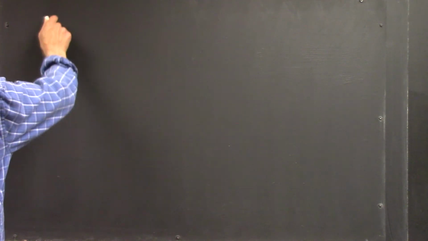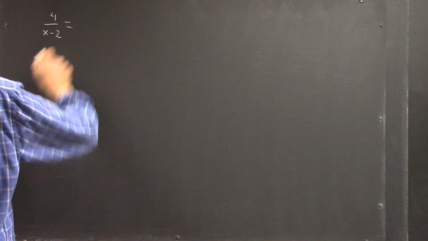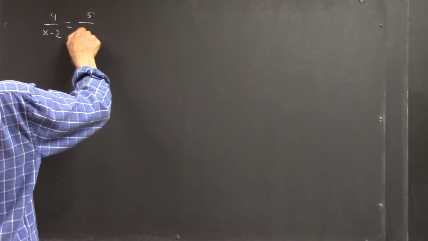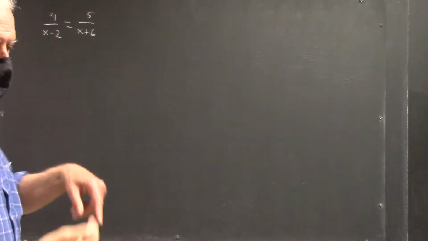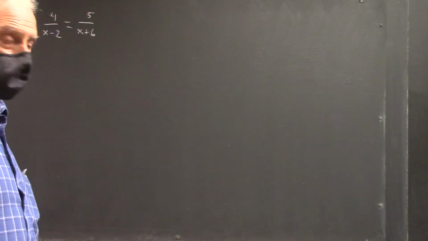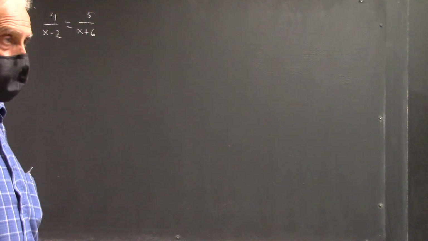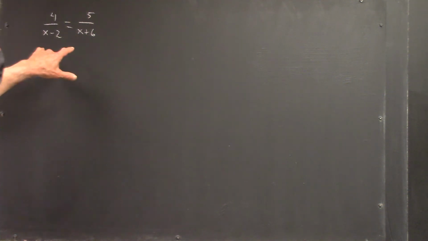Okay. The next problem would be, in my case, 4 over x minus 2 equals 5 over x plus 6. Now you can do this magic cross multiplication thing, and I really have no objection to it, except that people do it wrong all the time, so it's probably not a good idea.